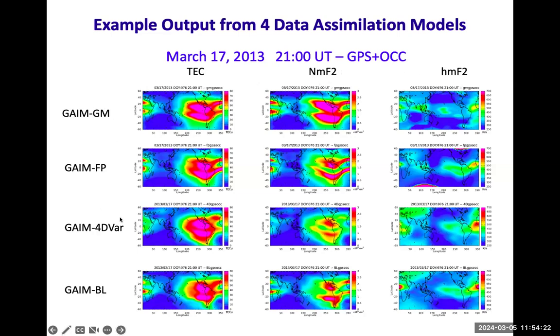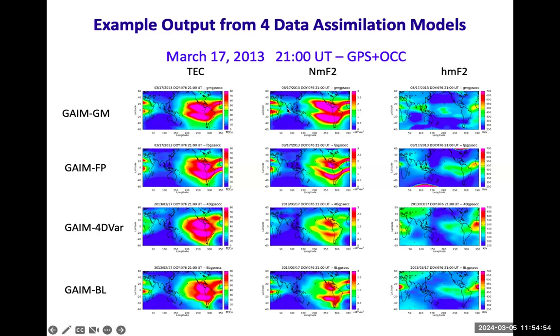And then we see 4 different models here that have different assimilation techniques, different physics-based models behind them, and so forth. If we compare total electron content here, they all agree pretty well from one model to the other. There are some differences, but they're not that significant. Well, that's maybe not a surprise. All of these models assimilated quite a bit of total electron content data.